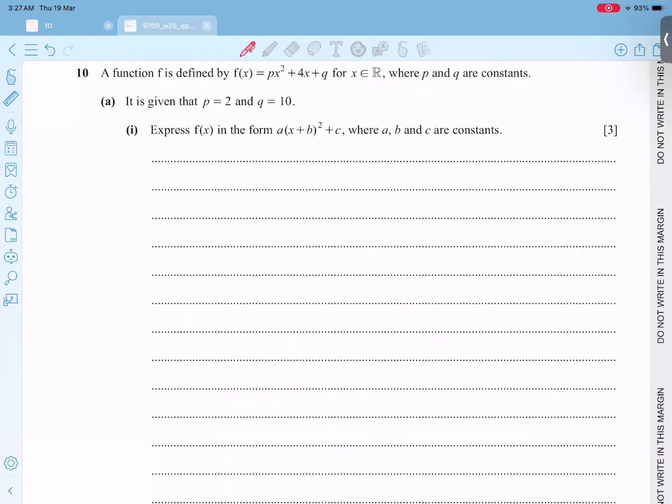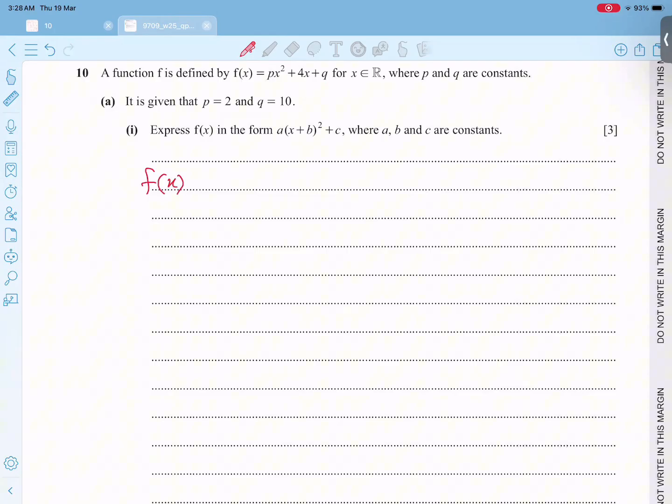Question number 10, we have the topic of a function. You can see a function defined by this real number. R stands for real number. And he has given p equals 2, q equals 10 in part a. Express it, after putting these values inside, in completing square form. So let's try to do it.